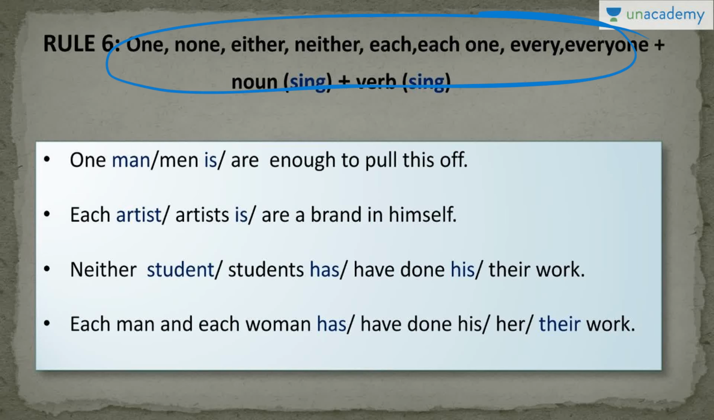In Hindi, it means harek. But when I say either or neither, that would mean that I'm talking about one person at a time out of two. When I say every, that means that I'm talking about one person at a time out of more than two. Each can be used for two or more than two, and one can be used for two or more than two. None can be used for more than two. None is basically used for more than two only. Now this two and more than two thing is going to make more sense in the next rule.